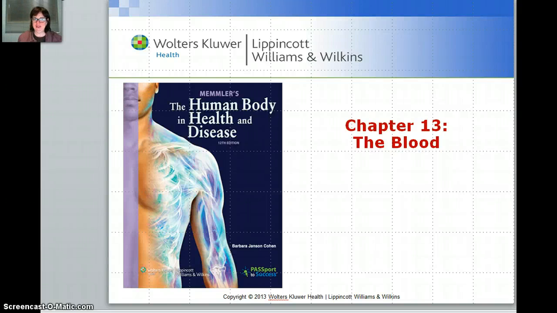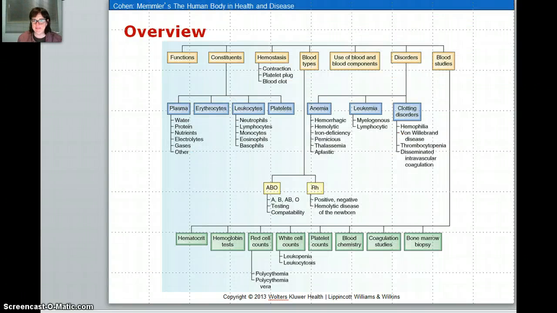Hello and welcome to Chapter 13, the blood. When we look at blood, first off we're going to look at the constituents of it. It has plasma, and then there are the elements. Blood is a connective tissue because you have cells inside a matrix or fluid. Then we're going to look a little bit about clotting and the blood clot, platelet plug.